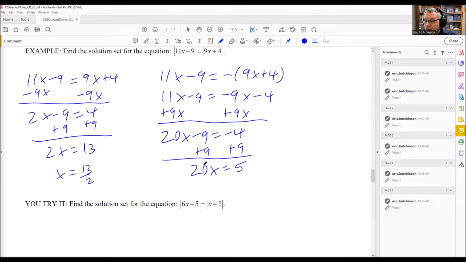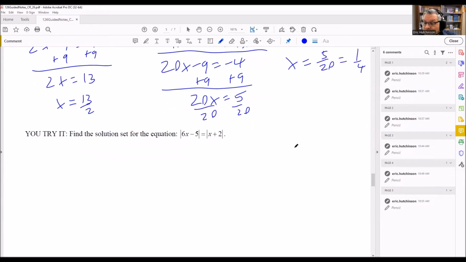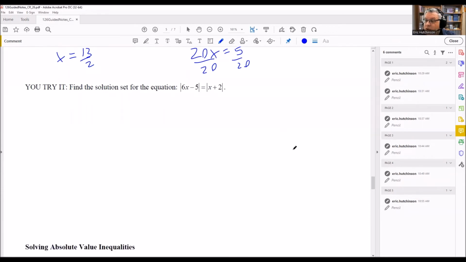And so if you were to divide both sides by 20, you end up with 5/20ths, but that's something that we can reduce. So divide both top and bottom by a 5, and we get 1/4. So your answer is going to be 13/2 and 1/4. Let's try another one of those.